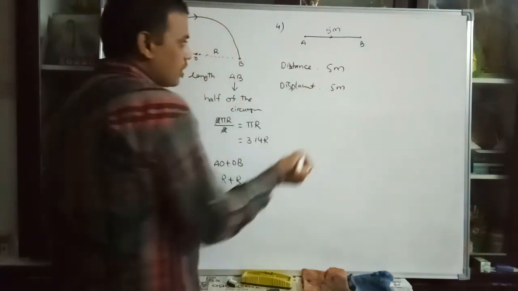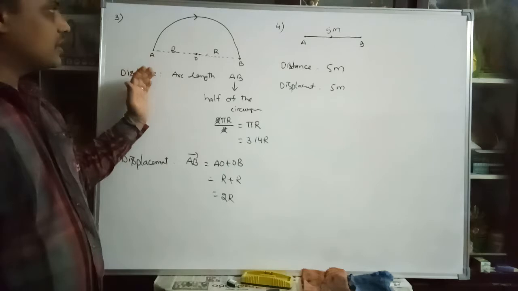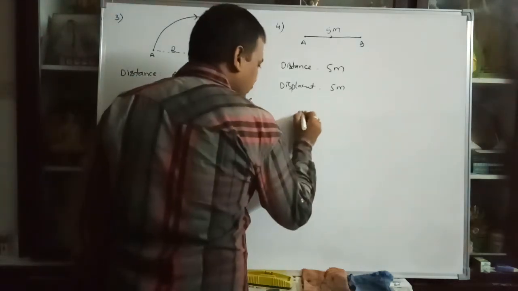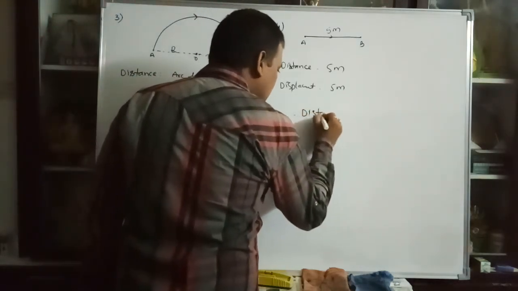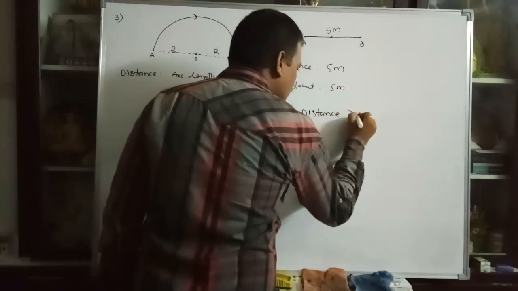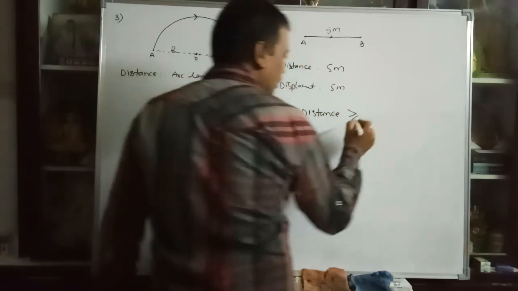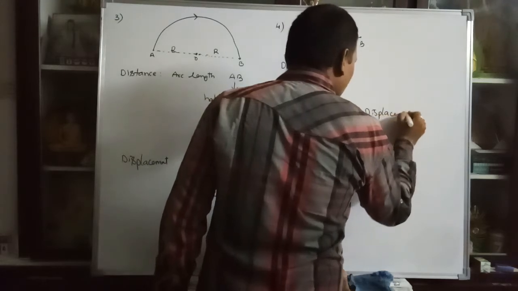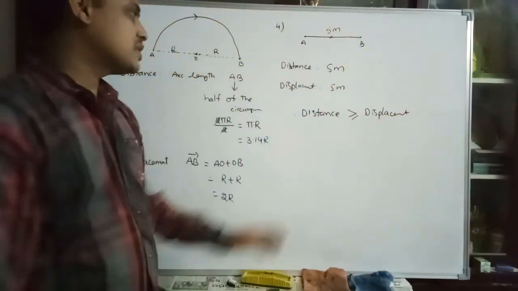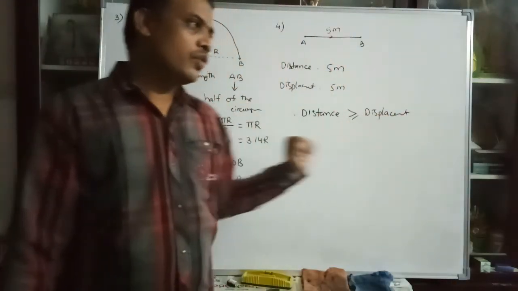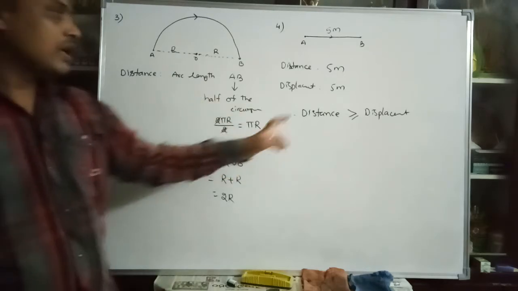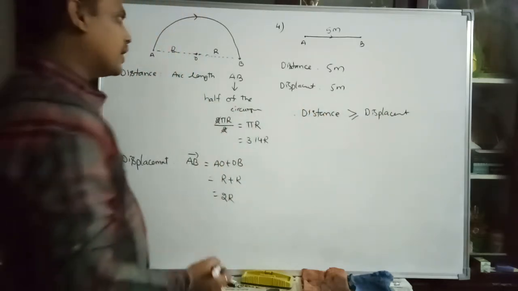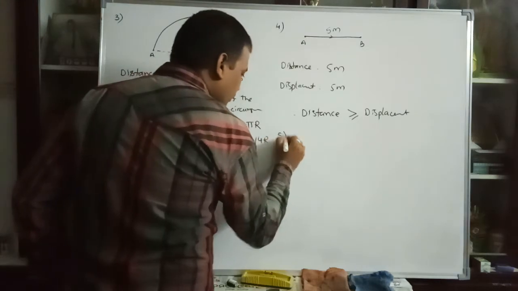So according to application 2, application 3 and application 4, finally we conclude that distance value is always either greater than or equal to displacement. If we go in a straight path, distance must be equal to displacement. If we go other than a straight path, distance is always greater than displacement. One more application, that is the fifth one.